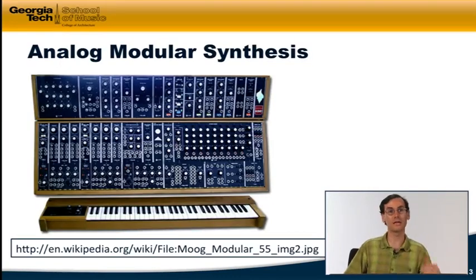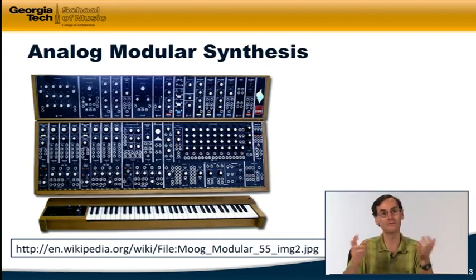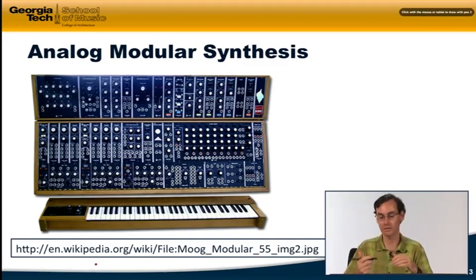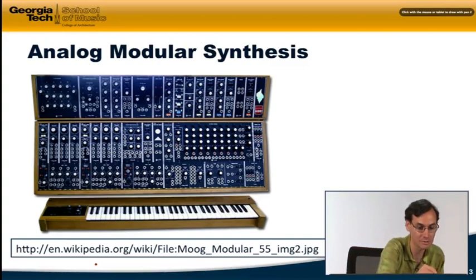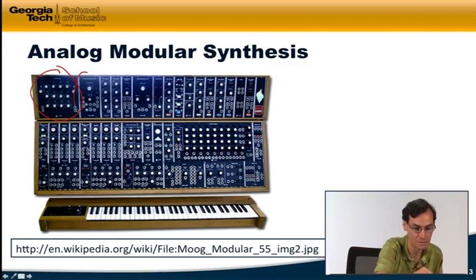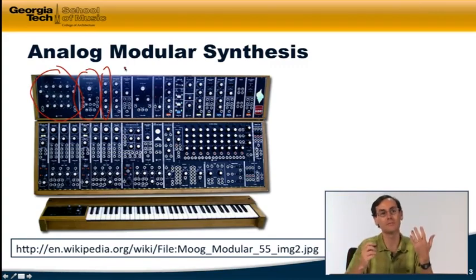So let's start with these analog modular synthesizers that look something like this. This is a Moog 55 that was first released in the mid-1960s. And what you see here is the way that sound is created on these modular synthesizers is through a series of modules. So like this is a module here, this is another module here, and that's another one, and so on and so forth. Each of these is a module.